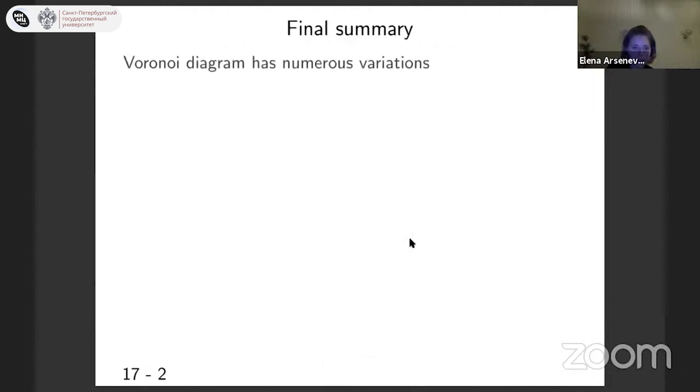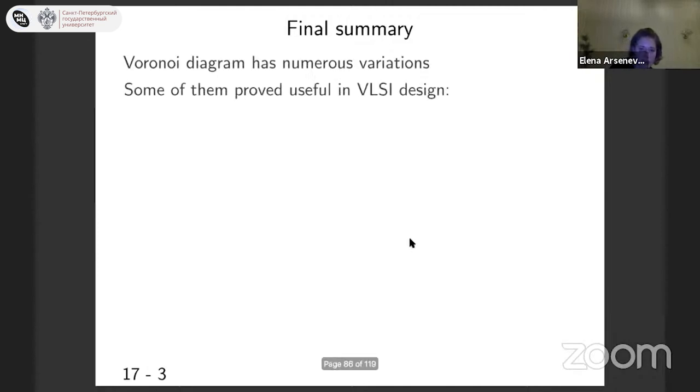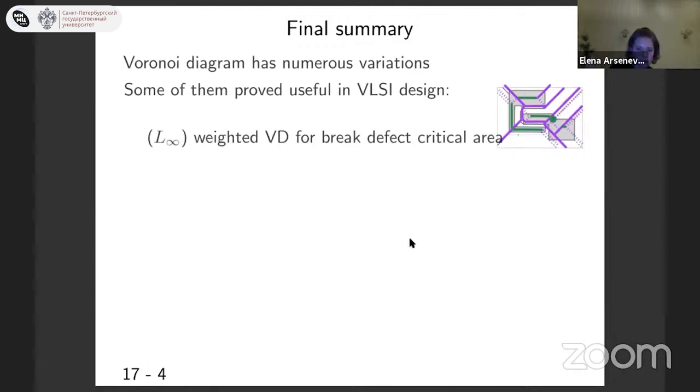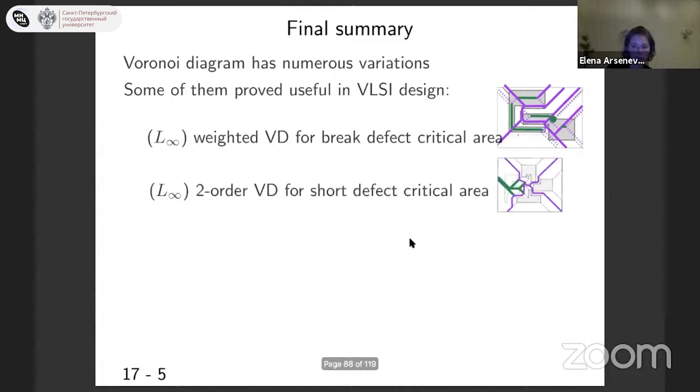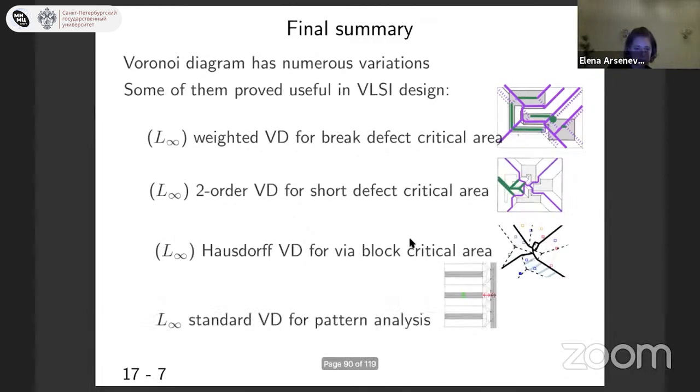So, yeah, here's just the summary of what we saw. We saw the Voronoi diagrams. We somehow discussed that it has a lot of variations. We saw some variations which are useful for yield prediction in VLSI design. And yeah, we briefly talked about the VLSI pattern analysis and applications of the Voronoi diagrams there. So yeah, I guess this is all I wanted to say. So thanks for the attention and other questions.